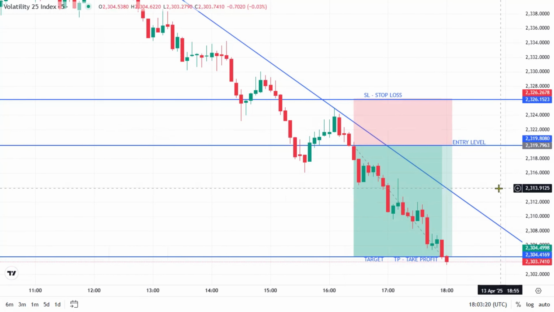So that's how to trade synthetic indices, guys. This is the strategy that can help you grow your small account in a very quick way. So practice this strategy and see how your account is going to grow fast.